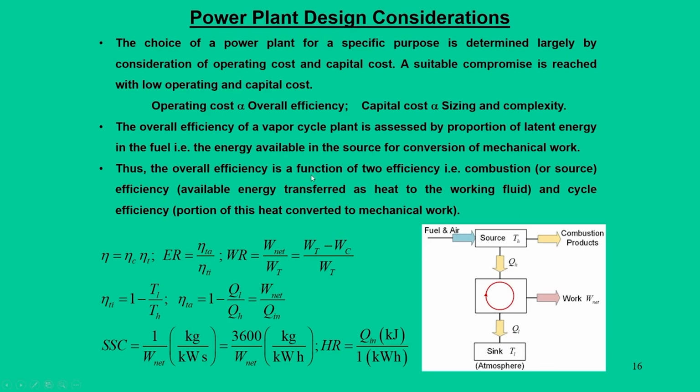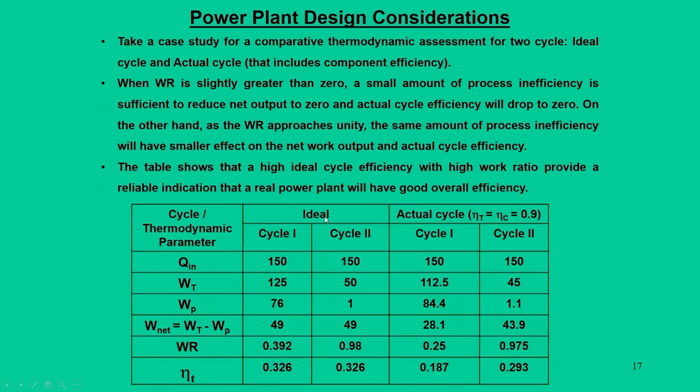So, the overall efficiency is a function of two things: source efficiency through the combustion, which is obtained by the amount of available energy which is transferred as heat to the working fluid, and the cycle efficiency, which is the actual heat which is converted to mechanical work. So, these two things have to be coupled.